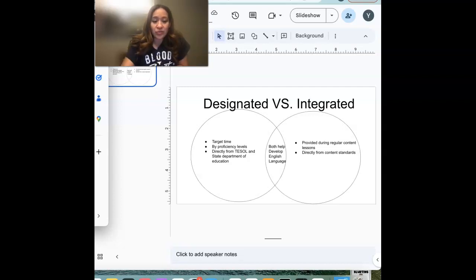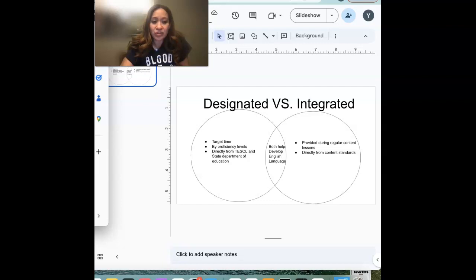In this week's journal, I will discuss what is designated ELD, what is integrated ELD, and the goals for each one. I will also discuss the similarities and differences between the two instructional models and how they use standards and objectives differently, how the grouping might differ, and I will also discuss how to use these models in your teaching.